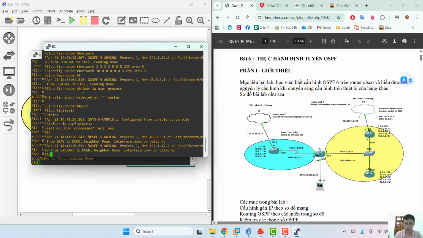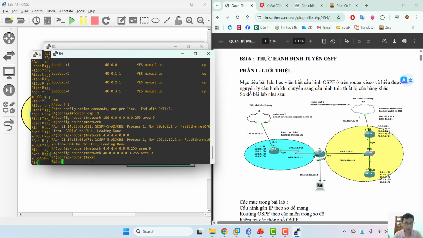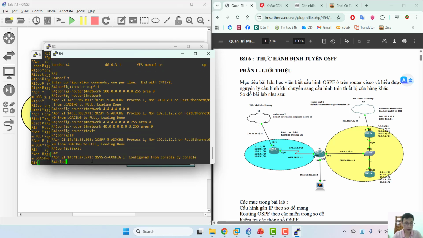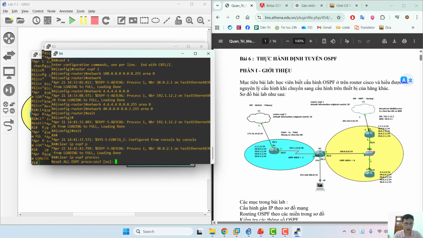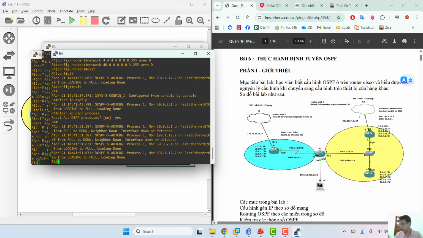Okay, now go to router number 4. Clear ip ospf process. Yes. Okay, so now we check again.